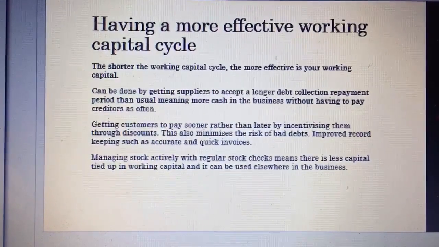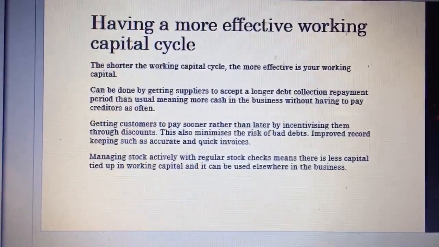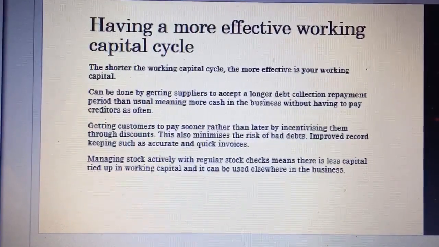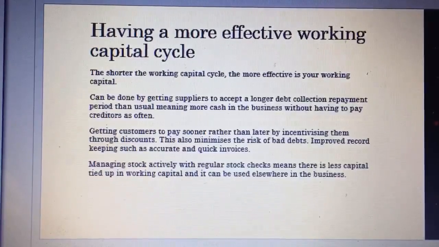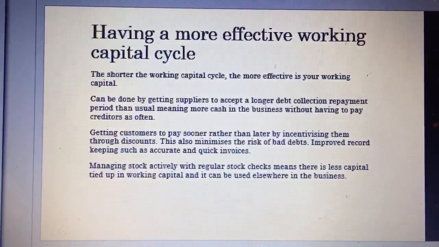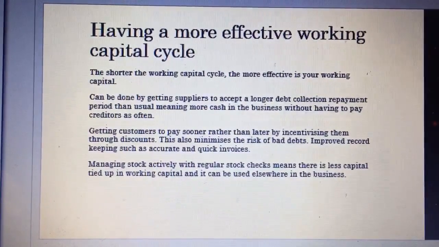Another way of having a more effective working capital cycle is by managing stock actively with regular stock checks, which means there is less capital tied up in working capital and it can be used elsewhere in the business.